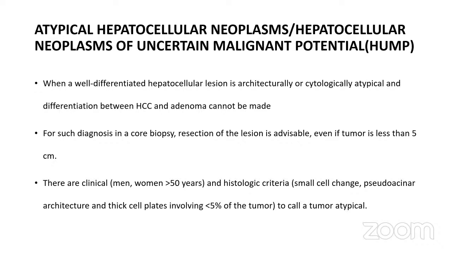centimeters. We discussed earlier that tumors which go straight to resection are tumors in males and/or size greater than 5 centimeters. But even if these tumors are less than 5 centimeters, they would go for resection. So there are clinical and histological criteria for calling a tumor atypical. All hepatocellular adenomas in men should be treated as atypical, and also in women greater than 50 years. The histological criteria which you see are small cell change, pseudoacinar architecture, and thick cell plates involving less than 5% of the tumor.